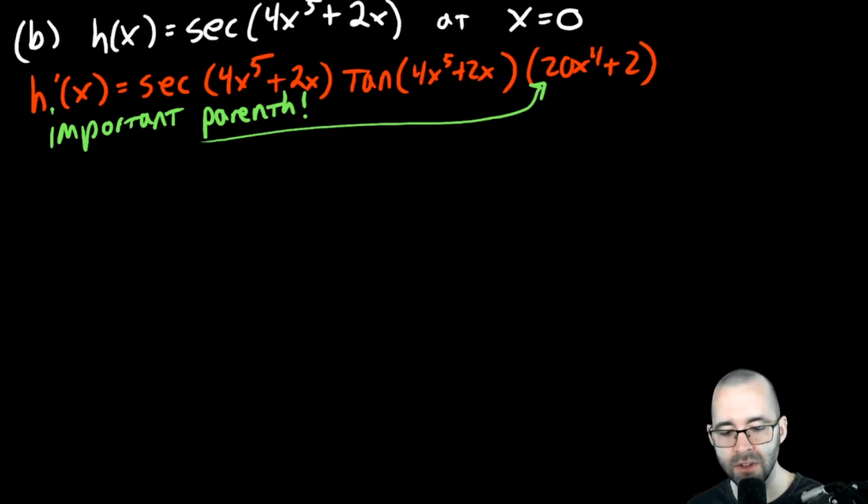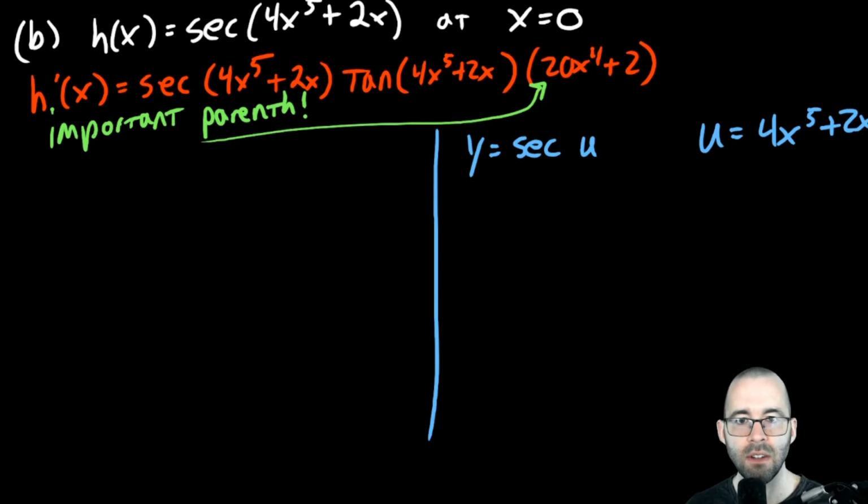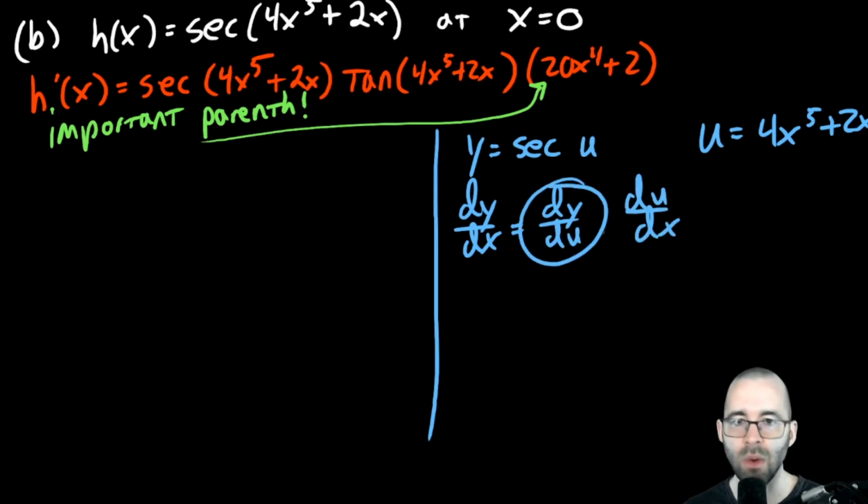Or again, you could use Leibniz notation, which says, what's our inside function? 4x to the 5th plus 2x. What's our outside function? It's the secant of that inside function. We're just writing function composition a different way with y's and u's. And then dy dx equals dy du times du dx. Dy du just means the derivative of y with respect to u.